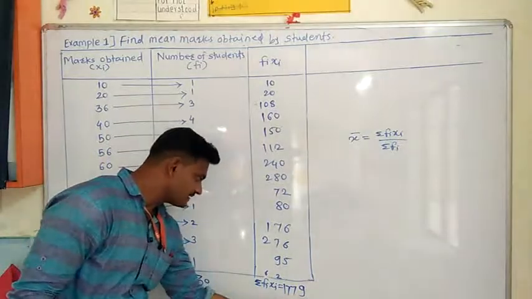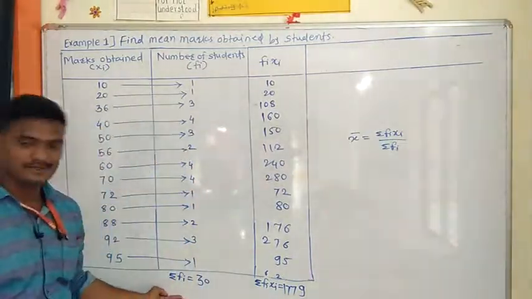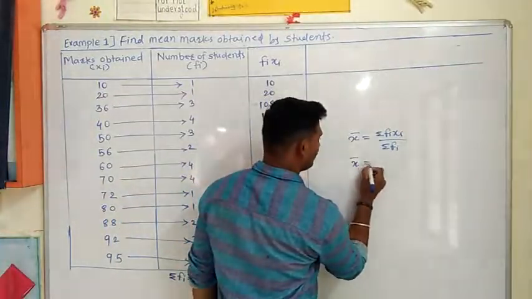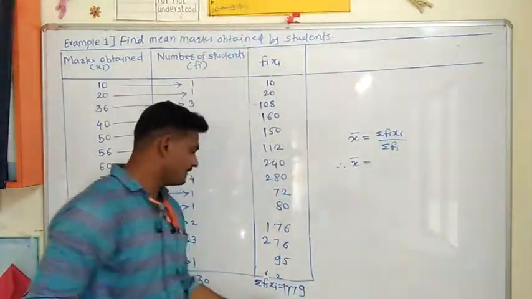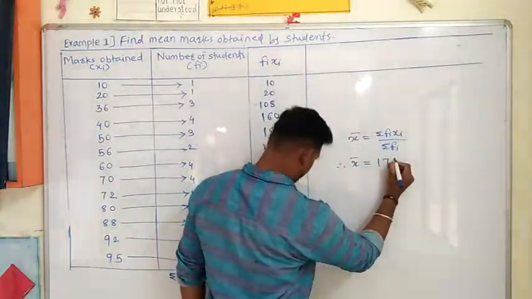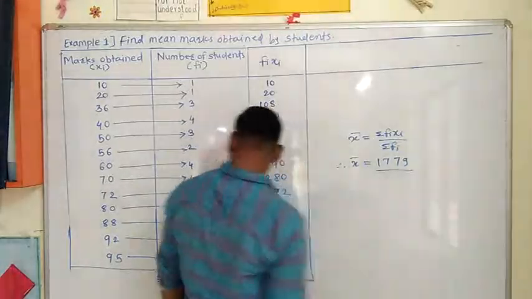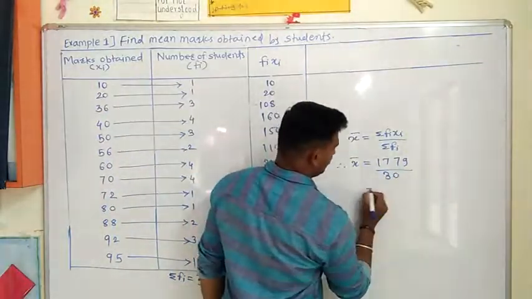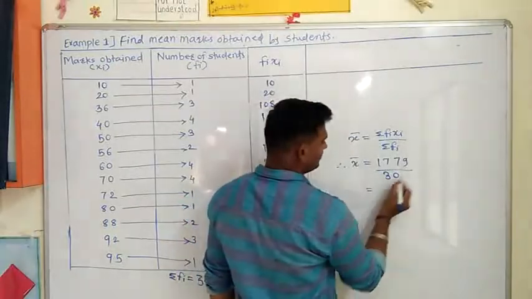Now see here, we got summation of fi into xi, and summation of fi is 30. Put all the values here. Therefore, x bar is equal to summation of fi into xi divided by summation of fi, which is 1779 divided by 30. Now divide it. How much will we get?